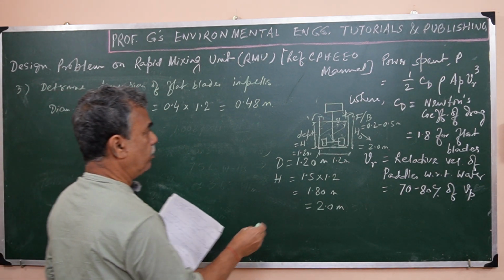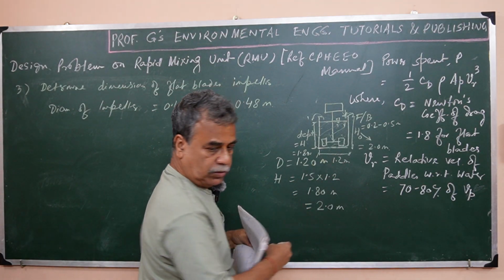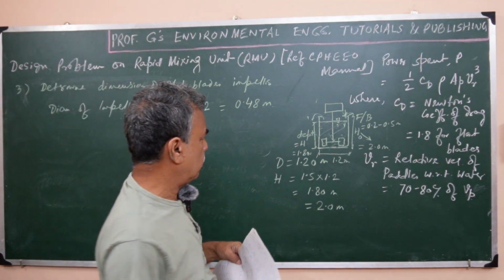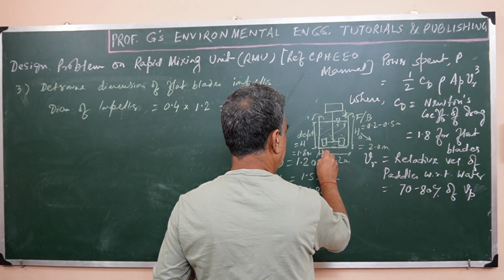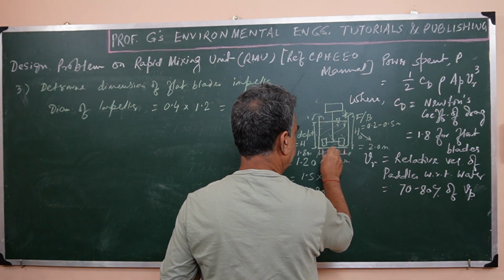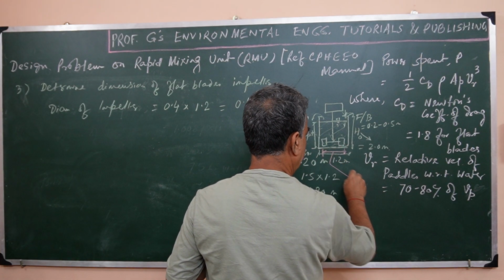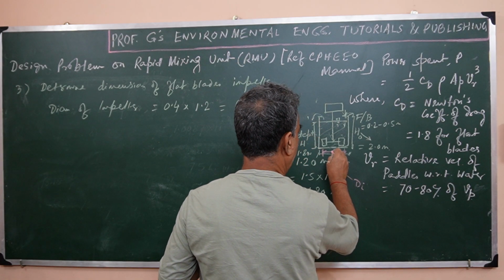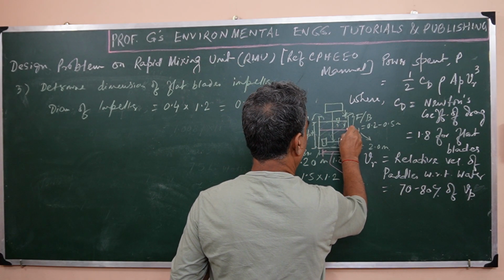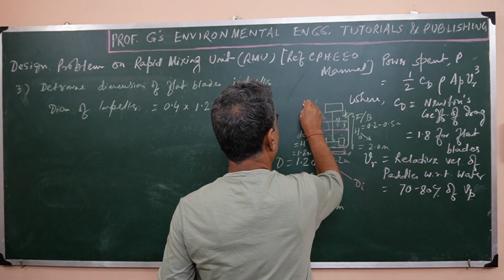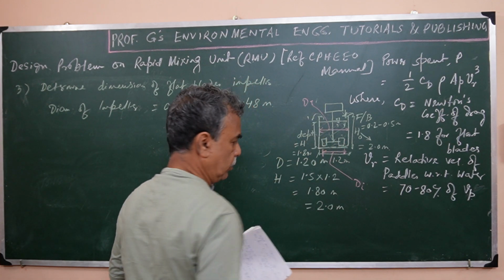So this is the diameter, right? So this is the impeller diameter. This is the DI, while the tank diameter, this is DT. Okay.